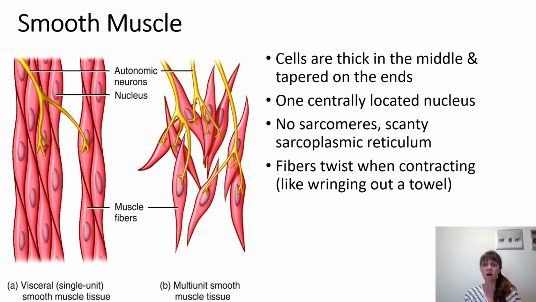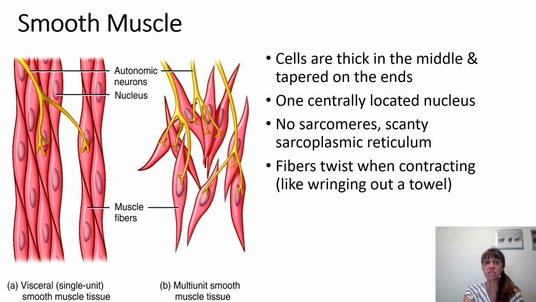Smooth muscle tissue is also involuntary. The cells of smooth muscle tissue are tapered on the ends and thicker in the middle. They have one centrally located nucleus. There are no sarcomeres inside these cells, therefore you will not see striations. They have a very scanty, poorly developed sarcoplasmic reticulum, and the fibers actually twist when they contract. It's kind of like wringing out a towel.